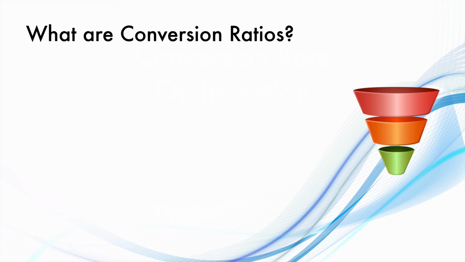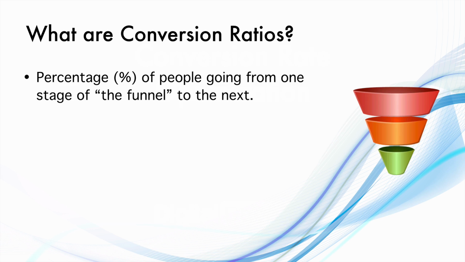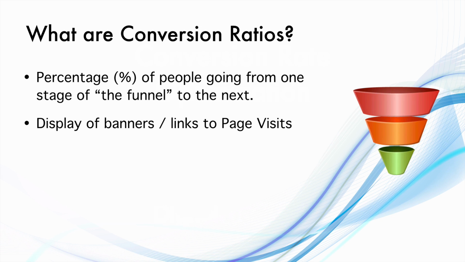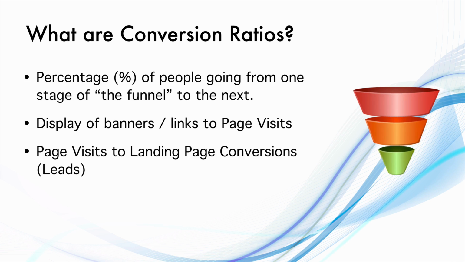So what are conversion ratios? The percentage of people going from one stage of the funnel to the next is usually called a conversion ratio in digital marketing. So one stage of the funnel could be display of banners or links to another stage, which would be page visits. So people would click on the banners or links and then they will visit a page. So if a banner is displayed 100 times, maybe 10 people will click on it. So here we would say that the conversion ratio is 10%.